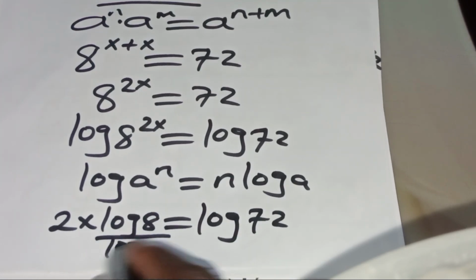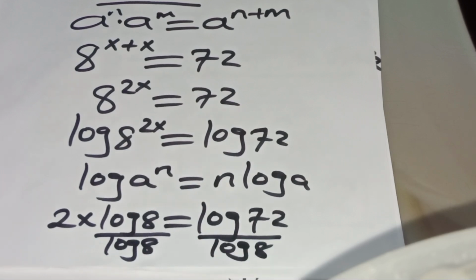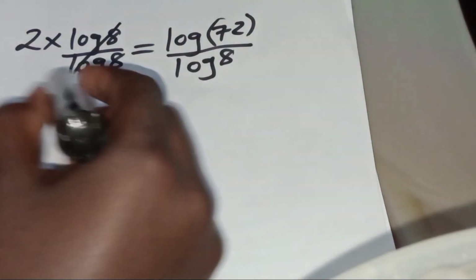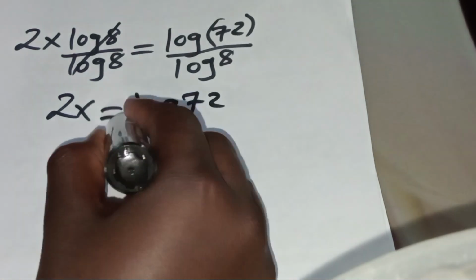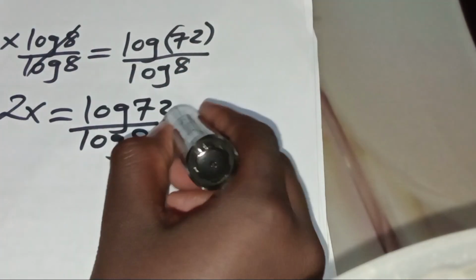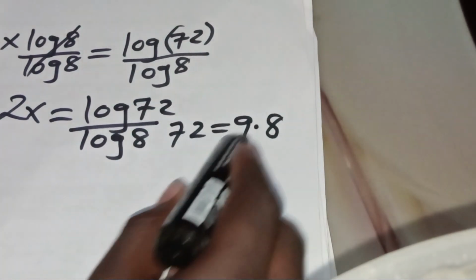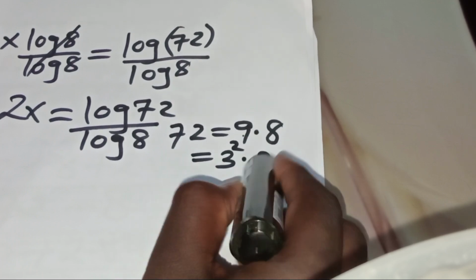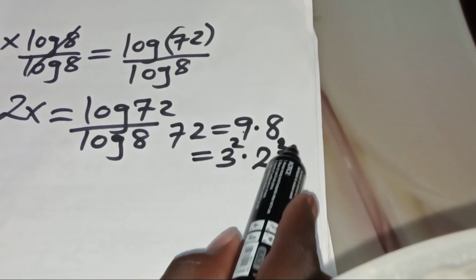Divide both sides by log 8. Let's simplify here. We simplify log 8 and log 8 so that we'll have 2x equal to log 72 divided by log 8. We can express 72 as 9 multiplied by 8, and 9 as 3 to the power 2, and 8 as 2 to the power 3. So 72 is the same thing as 3 squared times 2 cubed.